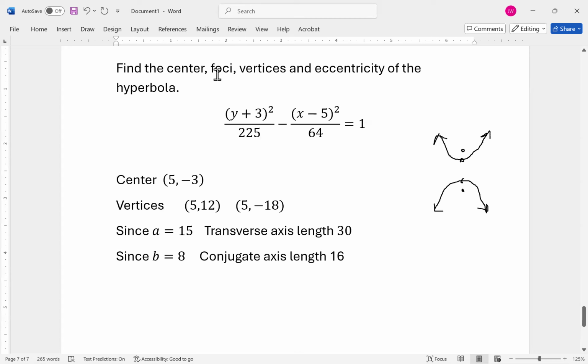In order to find the foci, let's find the foci next. I would need to compute c. And this is where we have to be very diligent, I guess, is the word. Because calculating the c for the hyperbola is different than calculating the c for the ellipse. We have to use a squared plus b squared to calculate the c. That's 225 plus 64. Now, if I take 225 and add 64, I get 289.